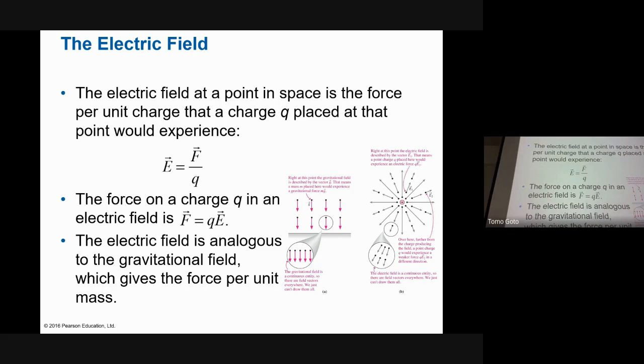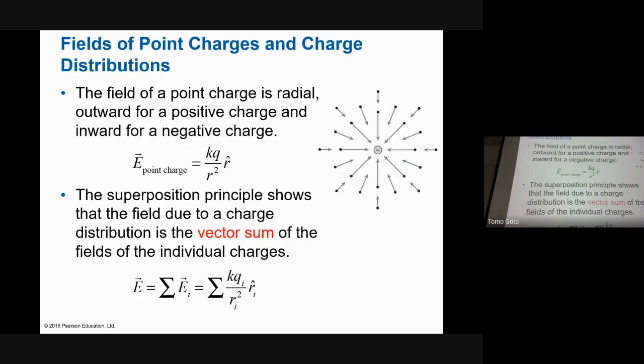Okay. Then you can see it in the density of these arrows. So if you draw arrows in this way, if the density of the arrows is higher, then that means the electric field is strong. If the density of arrows is sparse, then the electric field is weaker.